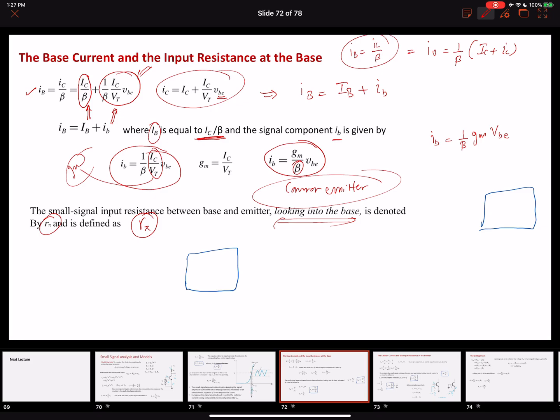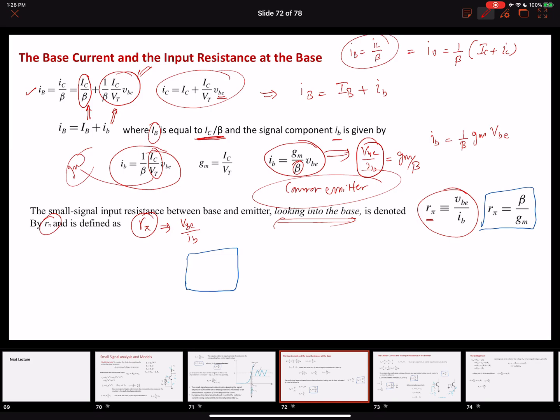Okay, so this means that our r_pi should be equal to v_be over i_b, right? So our r_pi should be equal to v_b over i_b. This is coming from this equation, right? So we can do v_be over i_b equals g_m over beta. Now this v_be over i_b shows a value of some resistance, right? And this is in the common emitter model.